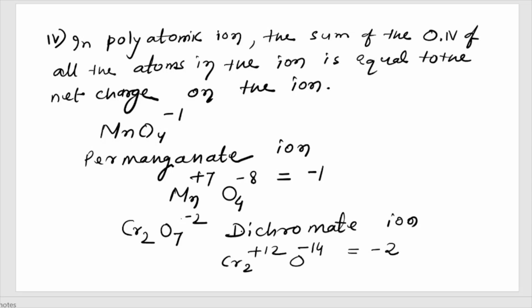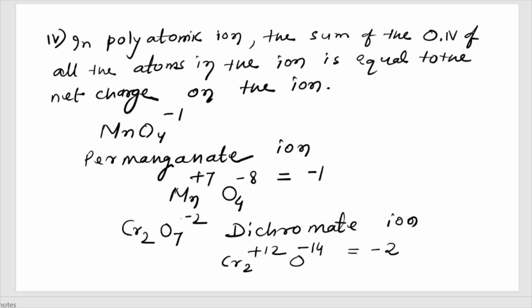Polyatomic ion means it is a part of the compound, where the left or right part should be a polyatomic ion. See, MnO4 and Cr2O7, these are called polyatomic ions. The sum of the oxidation numbers of all the atoms is equal to the net charge on the ion. How can you calculate the oxidation number of the polyatomic ion?